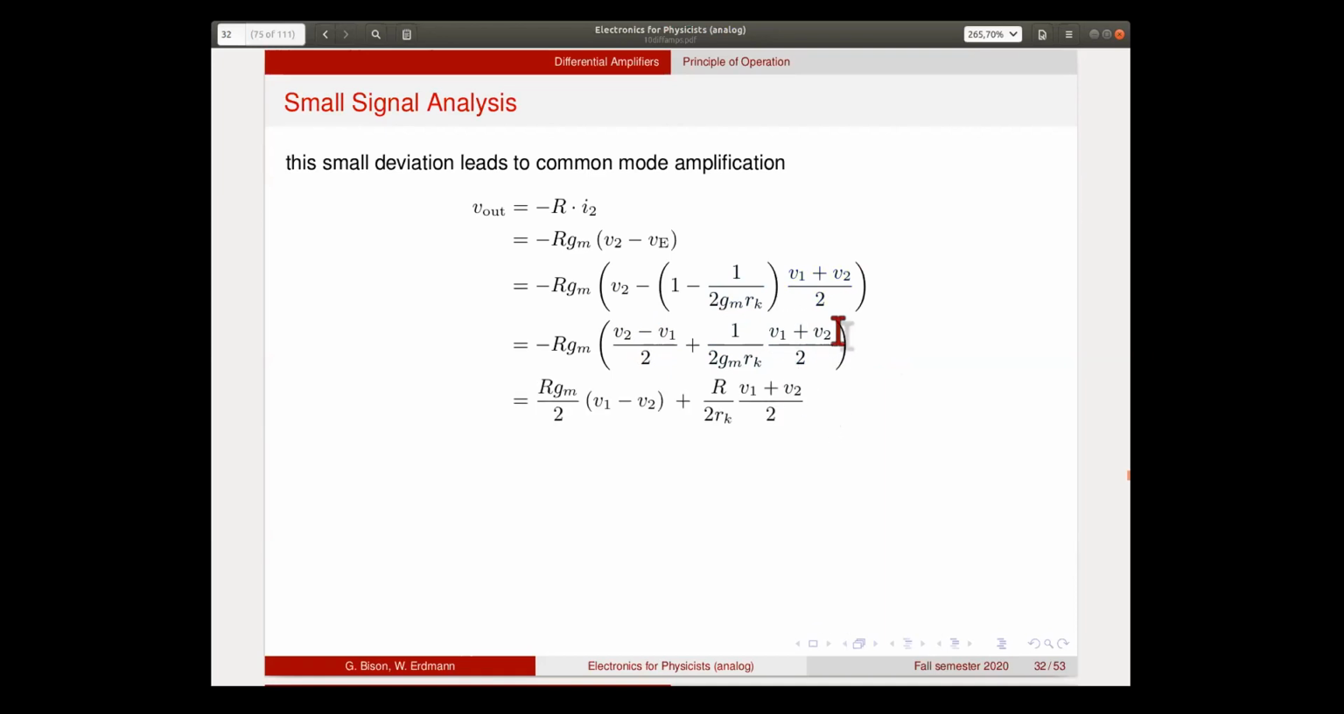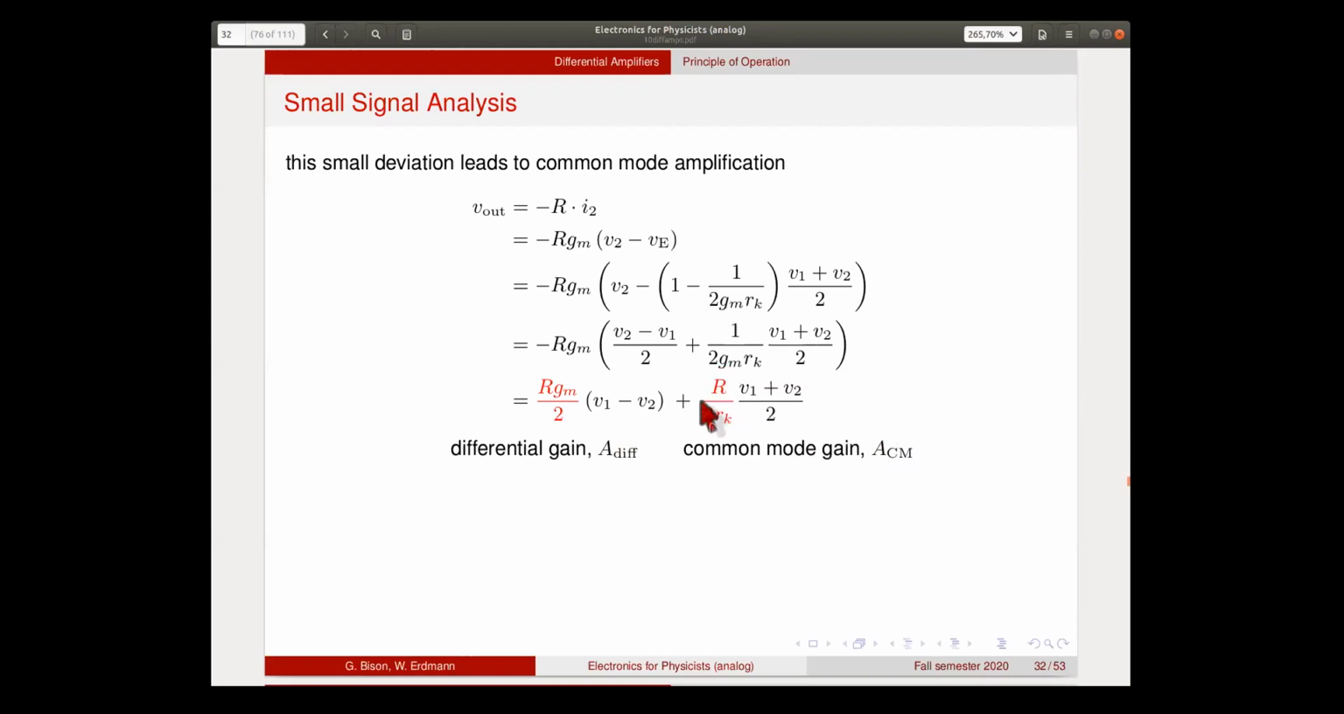And this is now rewritten here in this way. So we pull this one in front of the two terms. And these factors now have names. So this one is the differential gain, as we had before, R times GM over 2. And this one can be called the common mode gain. So this is how the common mode of the two voltages is amplified. And so this is called the differential gain, and this is sometimes called the common mode gain.